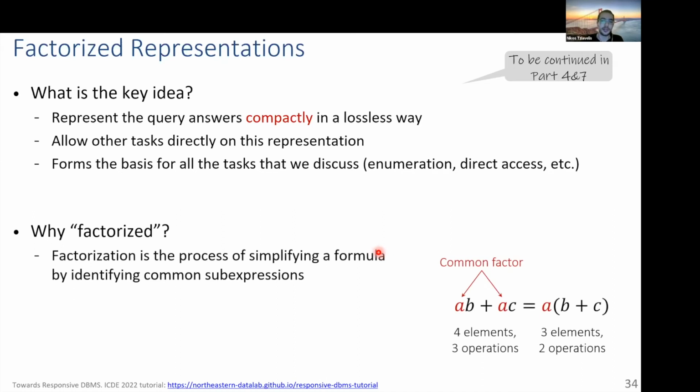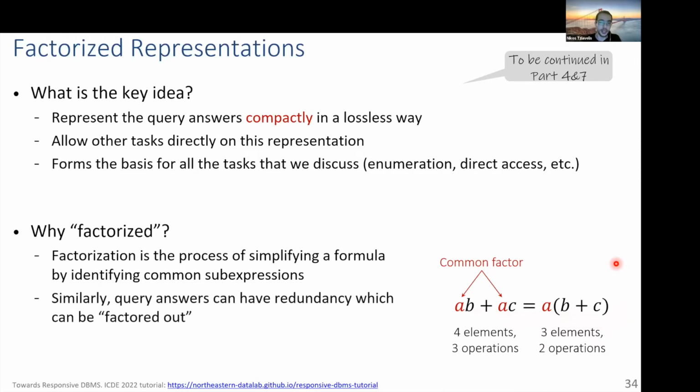It comes from algebraic factorization, where basically what we do is we take a formula and we pull out the common factors. And what this essentially does is it makes the formula more compact. So you can see here we have 4 elements and 3 operations. And from that we go to 3 elements and 2 operations. So this basically makes the formula shorter. That's also something that we want to do now for query answers. We can do something similar, because query answers have redundancy, especially the answers of a join, and this redundancy can be factored out.